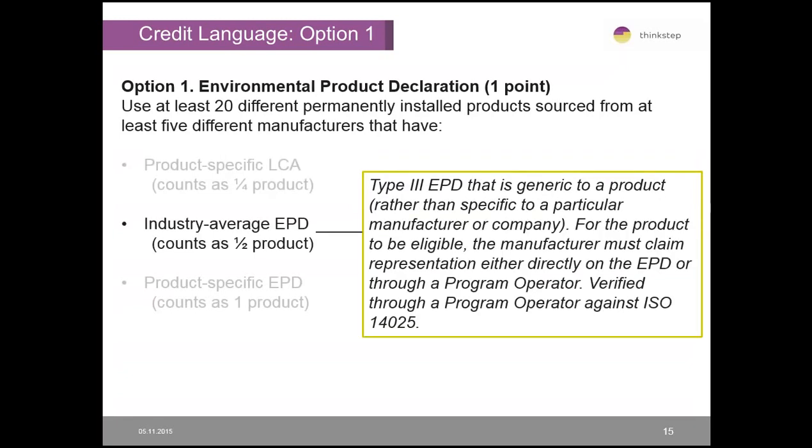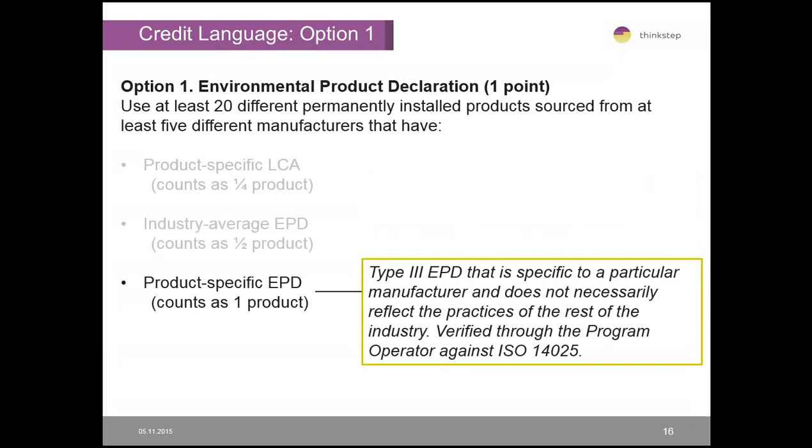The second declaration option is an industry average EPD, which the manufacturer of the specific product being installed in the building must have directly participated in. These EPDs count as half a product, so you would need 40 different industry average EPDs to get the credit. And finally, the product-specific EPD is one specific to a particular manufacturer. This counts as a full product, so you would only need 20 product-specific EPDs to be able to earn the credit.